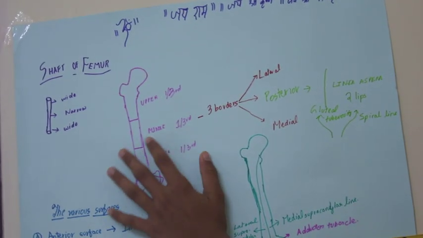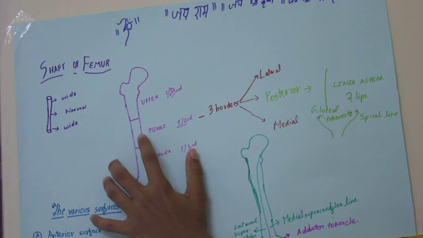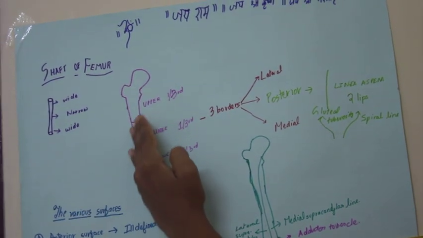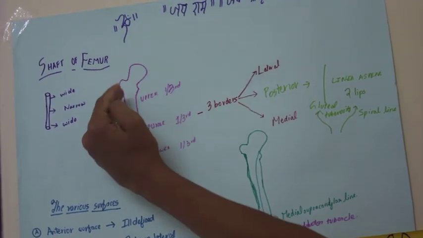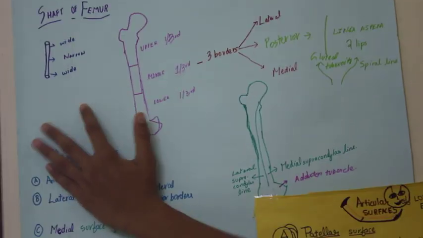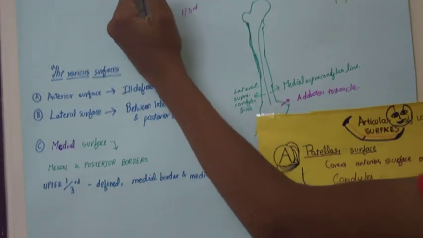Okay. So here is the lateral lip. Here is the lateral lip. Here is the medial lip. If you want to know where the medial side is, see where the femur bone is pointing towards. This is the medial lip. This is the lateral lip, and here comes the line.